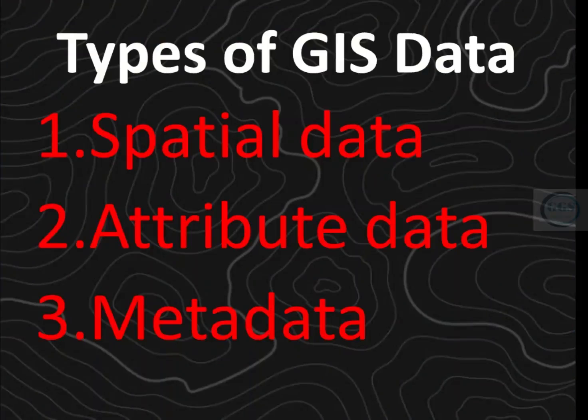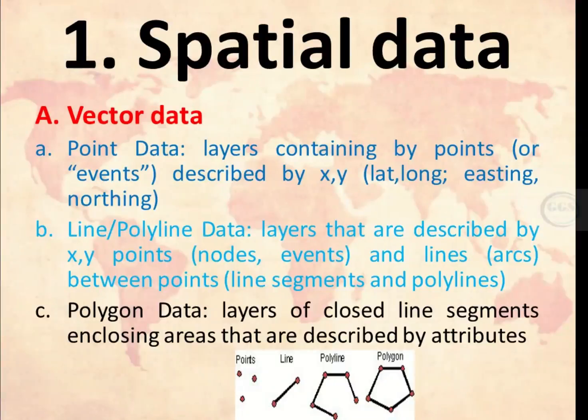So in GIS, we have about 3 types of data. We have spatial data, which is data that is tied to a particular location. Number 2, we have attribute data, which is data that tells us the characteristics of GIS data. And number 3, we have what we call metadata. Metadata is more information about a data. Now let's take it one by one. Number 1, spatial data.